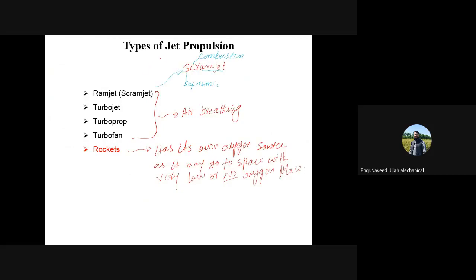Discussing generally what jet propulsion is, let us look at the types of jet propulsion. We have actually these types of jet systems. We have ramjet, it's the simplest type of jet engine. Okay, this is the simple one. What is scramjet? We are not discussing this, but I just want to put it here so that you at least know the name. This is supersonic combustion ramjet.